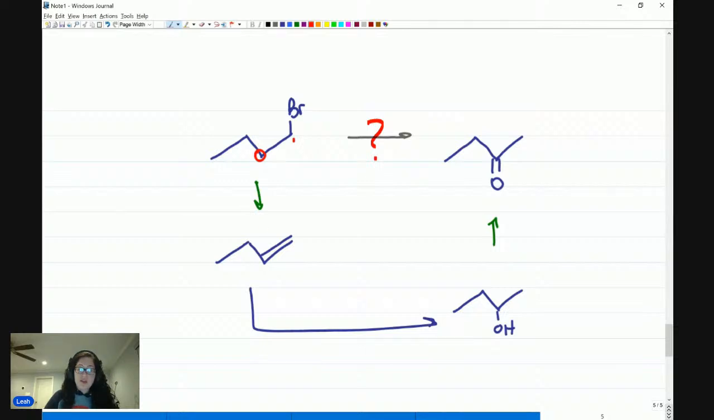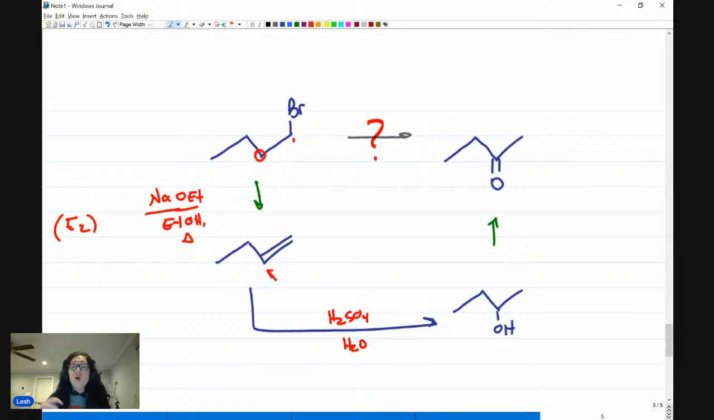The first step is an elimination, just like we saw before. Let's change it up. Let's use NaOEt in EtOH and heat. Any strong base will do. This is an E2 reaction. Then we go from the alkene to the alcohol. It's at the more substituted Markovnikov position, so we can use acid catalyzed hydration using simply H2SO4 in H2O. We could have also used oxymercuration for the alkene.